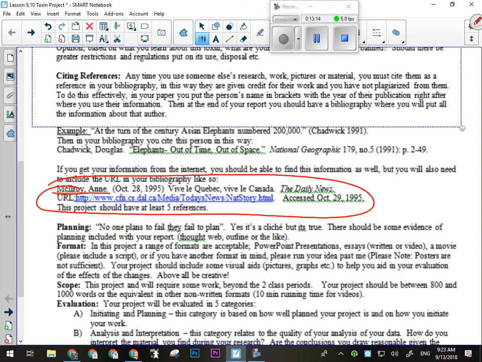If you're looking at somebody's blog, look at their qualifications. If they have no qualifications, they're just some Joe off the street, then it's probably not the best place to get your information from. So be discerning about where you get your information. On that note, please be careful with Wikipedia.